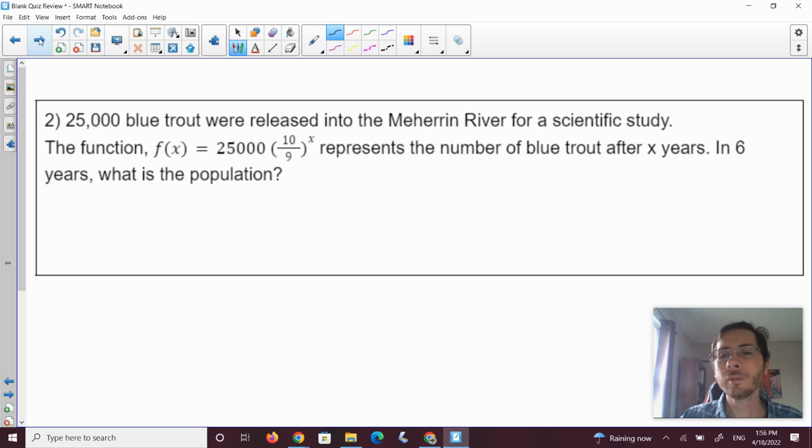All right. For number 2, 25,000 blue trout were released into the Mehreen River for a scientific study. Function f of x is equal to 25,000 times 10 ninths to the x, and it represents the number of blue trout after x years. In 6 years, what's the population? So this one's actually pretty quick. We know that x is the number of years, and we have to find it for 6 years. So we're just going to take the 6 and plug it in for x.